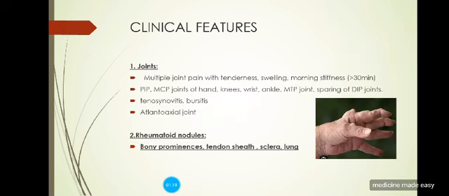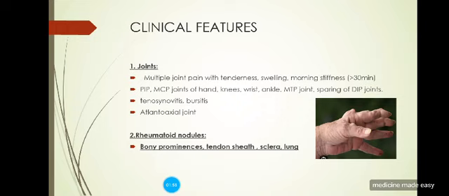Then we will discuss its clinical features. Mostly the common involvement is of the joints, in which multiple joints are involved, and there may be redness, swelling, tenderness. There can be morning stiffness, which would be more than 30 to 60 minutes. Mostly in RA, the proximal interphalangeal and metacarpophalangeal joints of the hands are involved, and the distal interphalangeal joints are spared. Along with the hands, there can be involvement of knees, ankle, and foot joints, metatarsophalangeal joints.